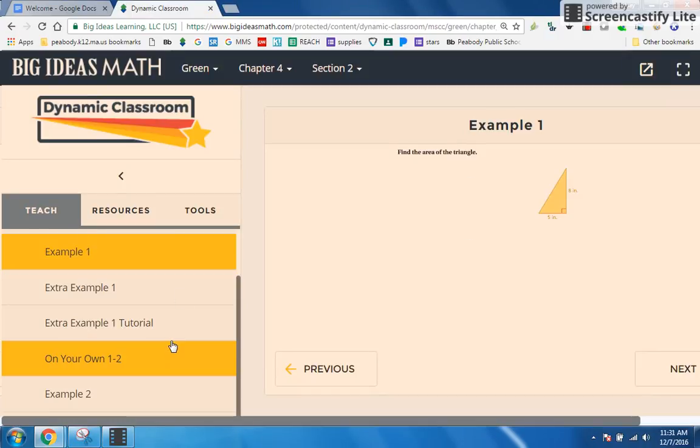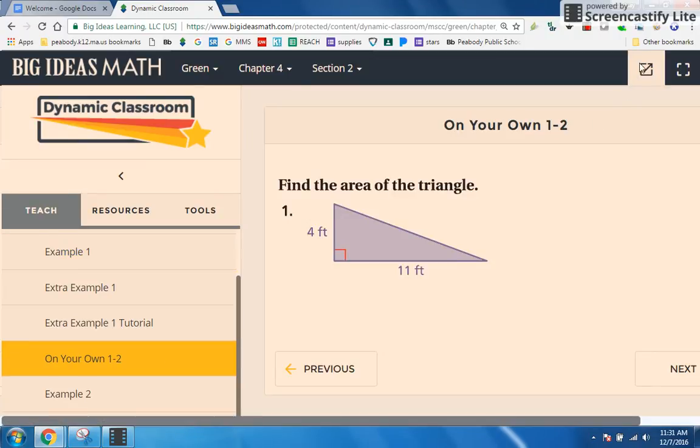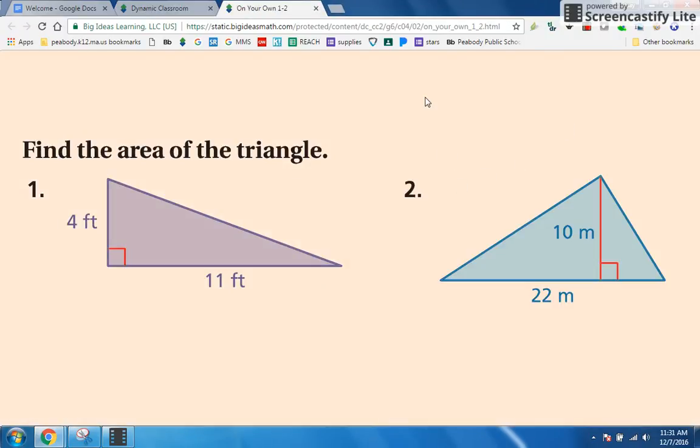So I'm going to give you a couple to try. So I want you to pause the video and try both of these. So it's base times height, divide it by 2, and label it correctly. So pause and try these two.